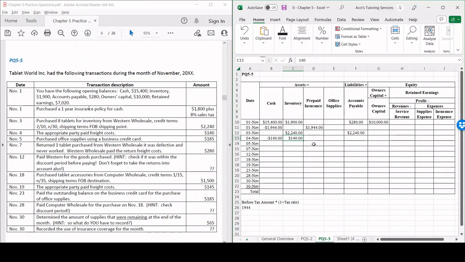Now we purchase office supplies using a business credit card. This is a quick review. We already know this stuff. Office supplies goes up by 185 since it's a credit card. Accounts payable also goes up by 185.